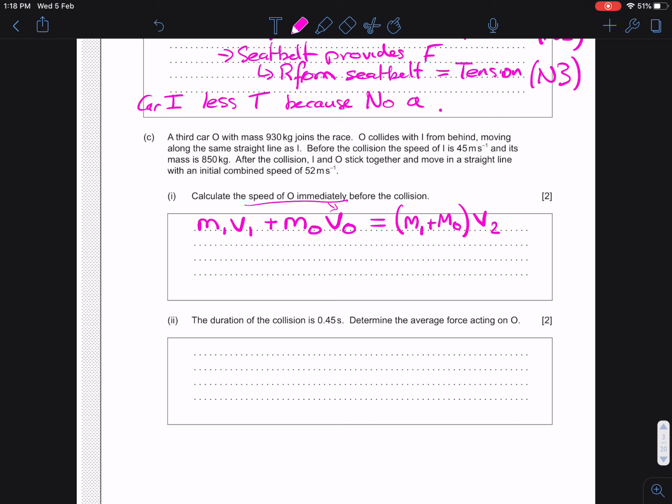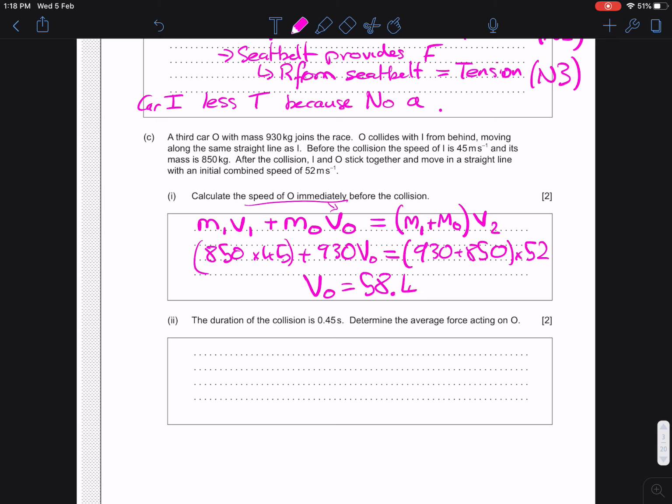And so we can just put some numbers in there, which gives us 850 times 45 plus 930 v_O equals 930 plus 850 times 52, which gives us a v_O of 58.4. We've only got data to two significant figures here, so 58 meters per second.